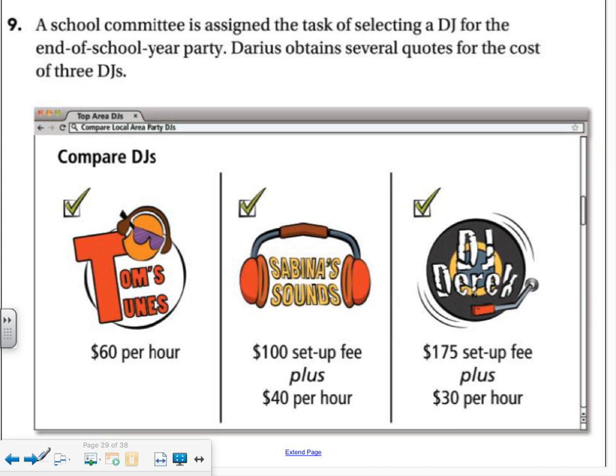Number 9, it talked about 3 different DJ companies and a school committee had to pick one. So we get quotes for their costs. So Tom, $60 per hour. Sabina has a $100 setup fee plus $40 per hour. Then DJ Derek, $175 setup fee plus $30 an hour. So we want to get equations for each of these.